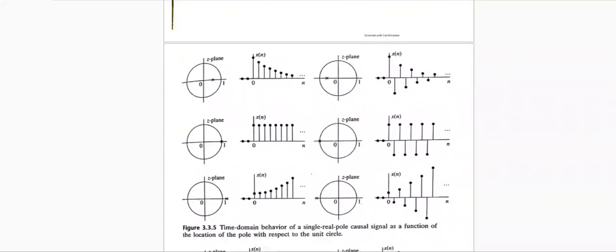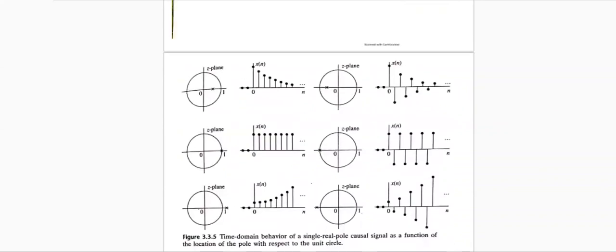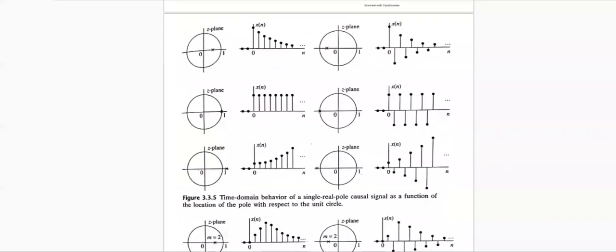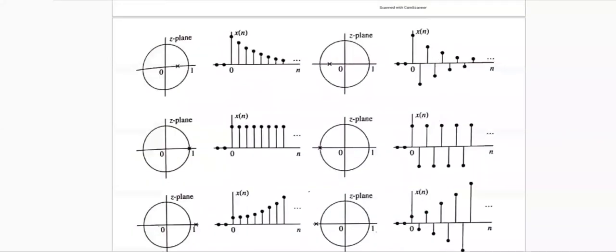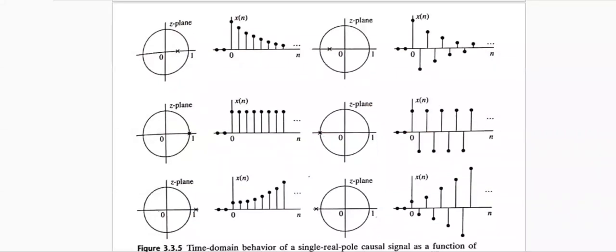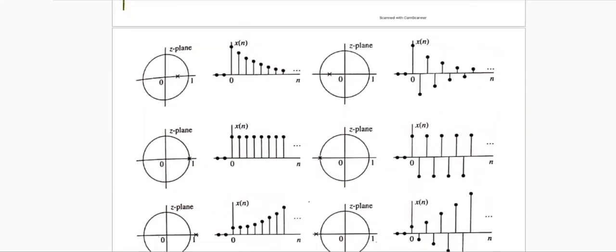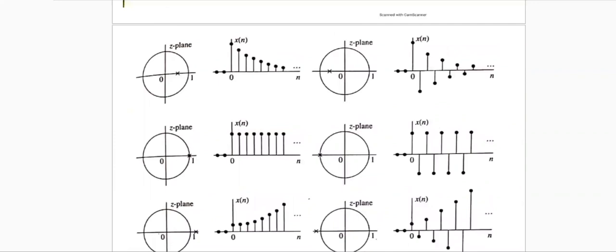This is figure number 3.3.5. Let me maximize. Here the pole-zero locations and the time domain sequences are presented side by side.